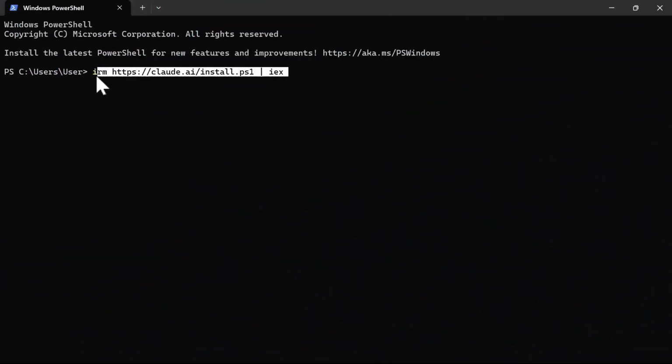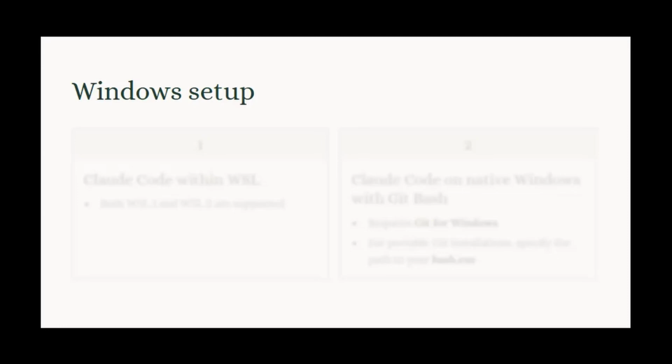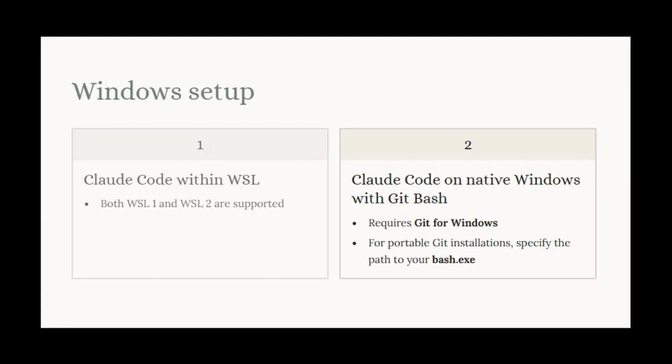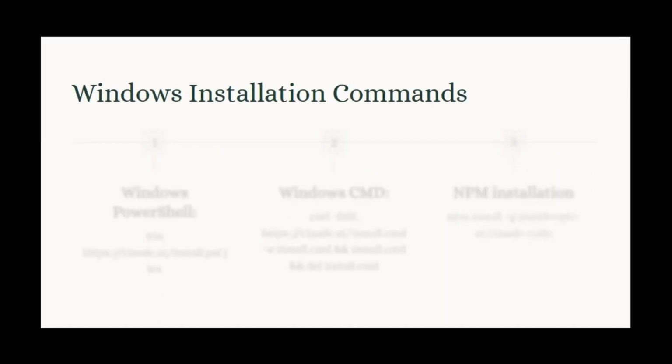In this video, I'll be installing it on Windows, as I've mentioned before, and in general, Windows setup has two options. The first option, Claude Code, can be installed within WSL, Windows Subsystem for Linux, and I demonstrated this in my previous video. Claude Code supports both WSL1 and WSL2. The other option is the native Windows installation with Git Bash. I'll use the second option, and this option comes with 3 commands that we can use to install Claude Code.